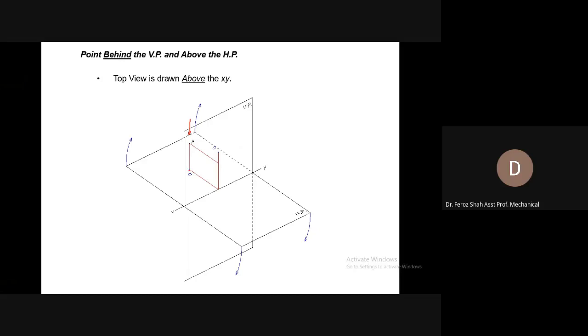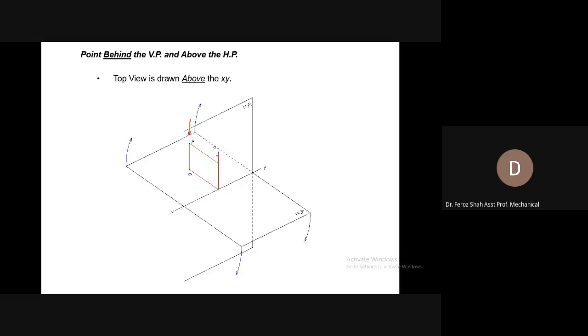And after getting the top view on the horizontal plane, you have to rotate it about 90 degrees. So this half of the horizontal plane will merge with the vertical plane, but above the XY reference line. So this top view A will be shifted to this position above the XY reference line.